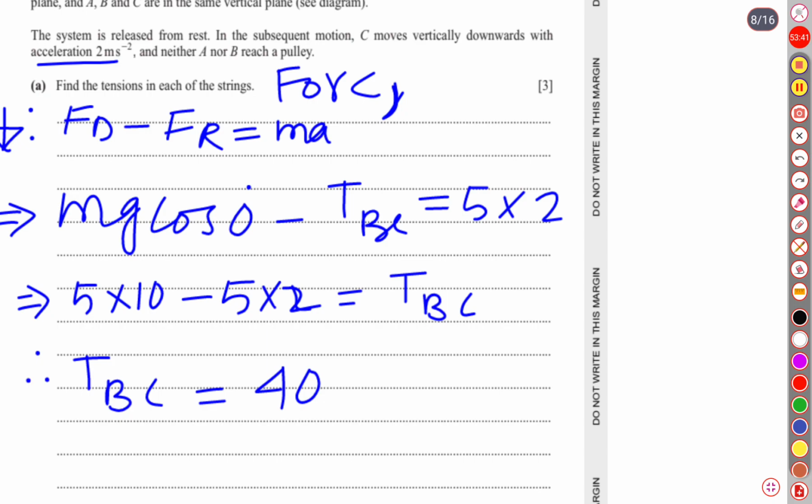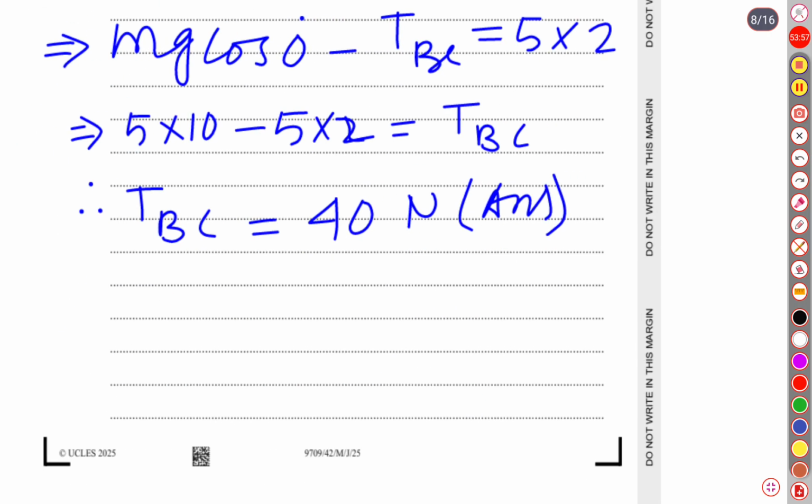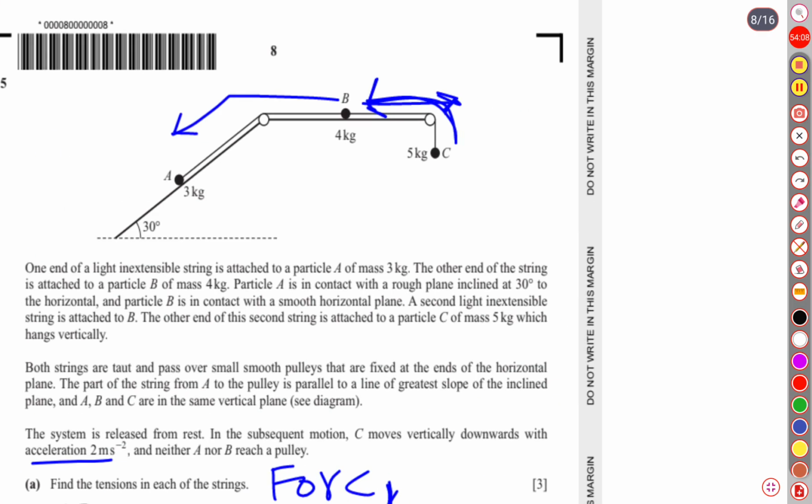So the force acting in the tension string BC is 40 Newton. This is one of the answers. Now for the other particle, for particle B, let's see what the scenario is. For B, the driving force is the tension in string BC, and the resistance to motion is the tension in AB.